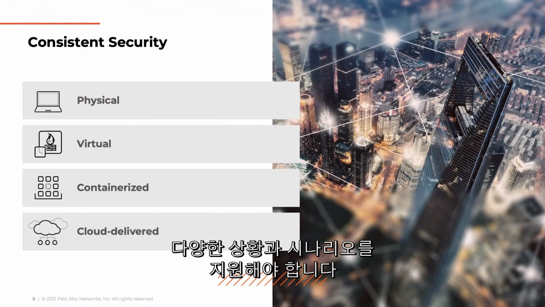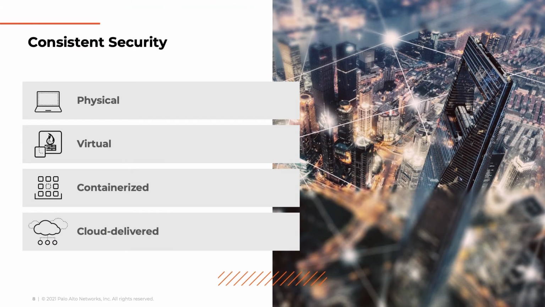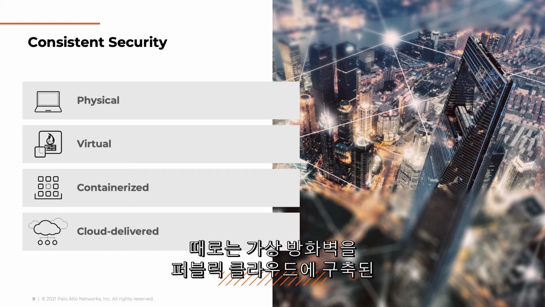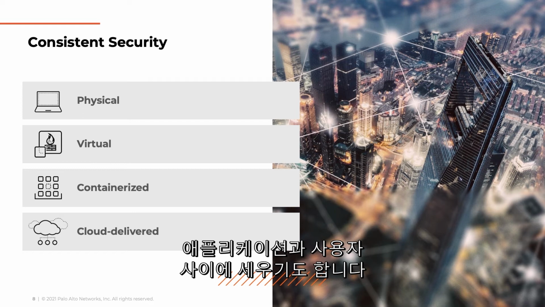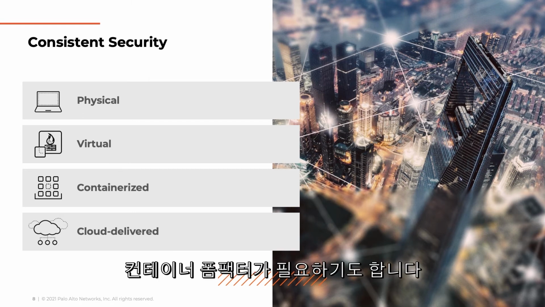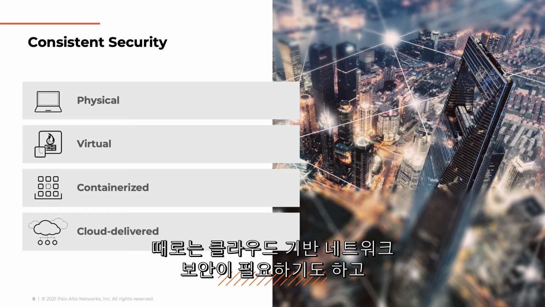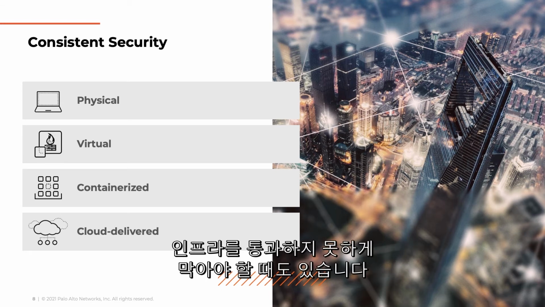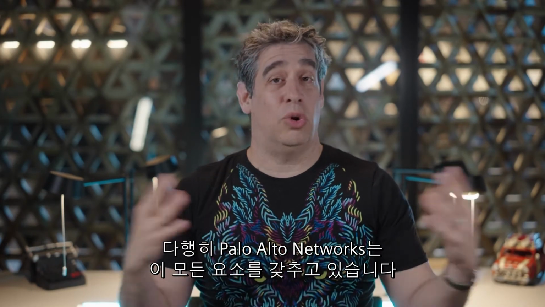To achieve this zero trust network security architecture, we need to support different situations, different scenarios. Sometimes we need a physical firewall between a local user and a local data center. Sometimes we need a virtual firewall between a user and an application deployed in the public cloud. Sometimes we need a container form factor for applications deployed in containerized environments. Sometimes we need cloud-delivered network security, cloud-delivered firewalls for users trying to access cloud applications and not pass through our infrastructure at all. Luckily, Palo Alto Networks has all these different components.